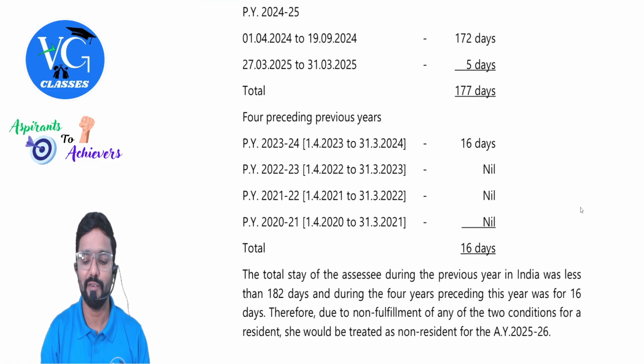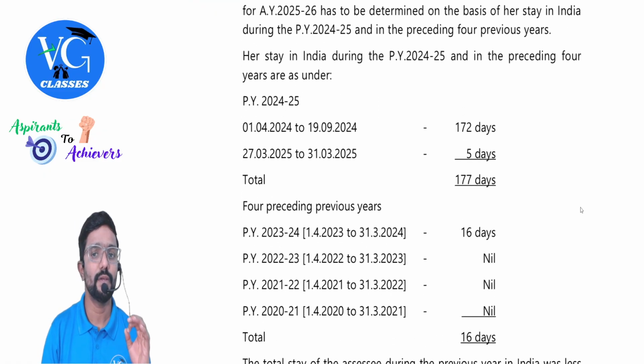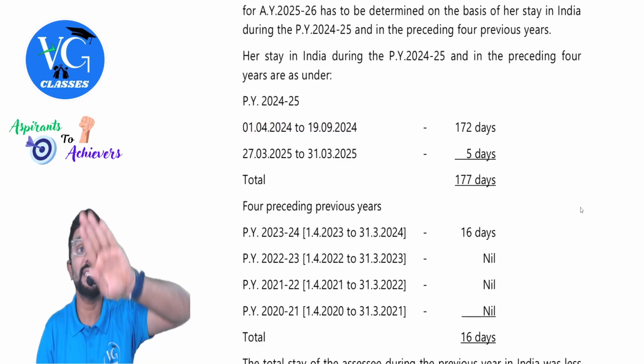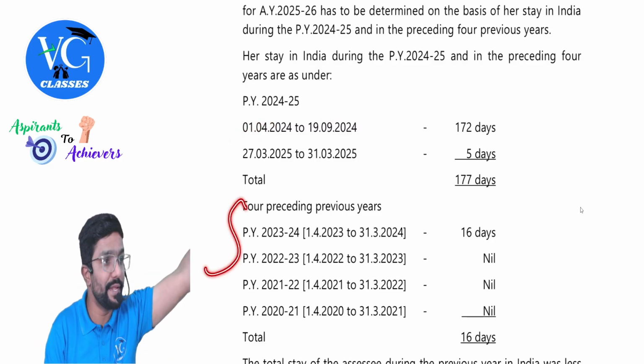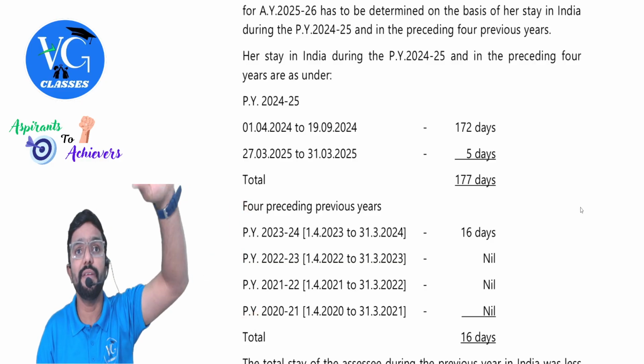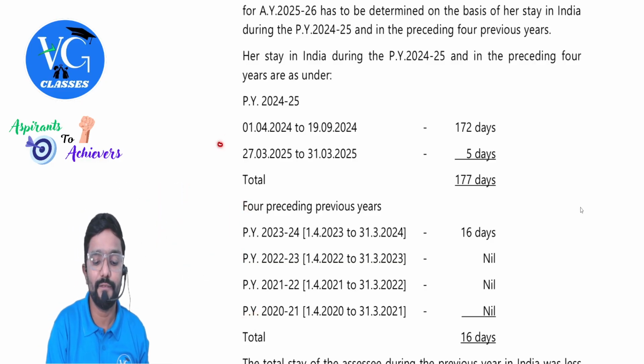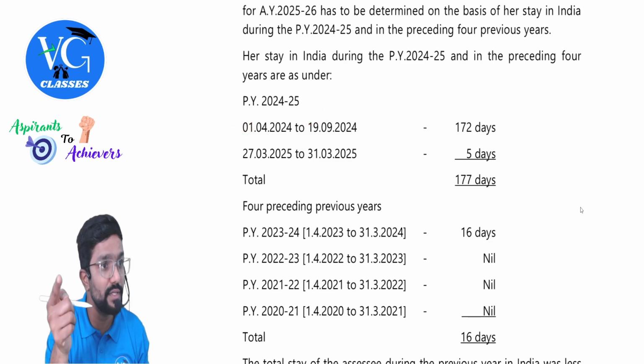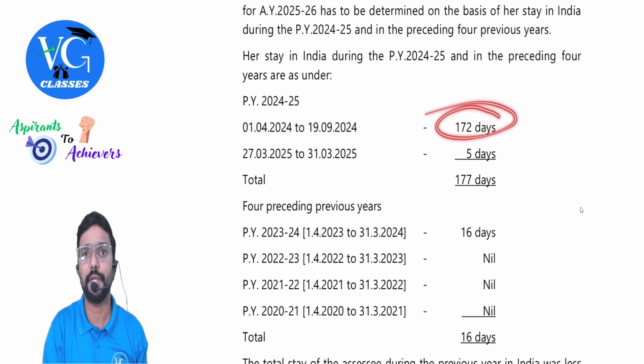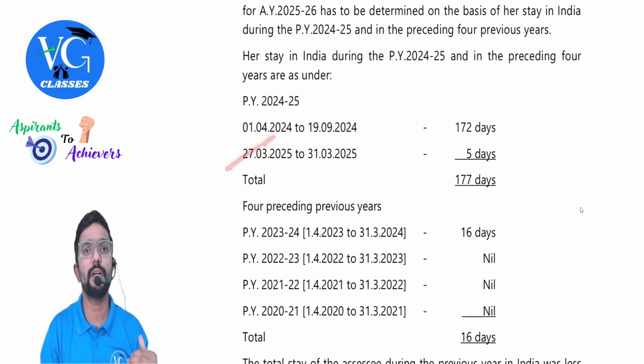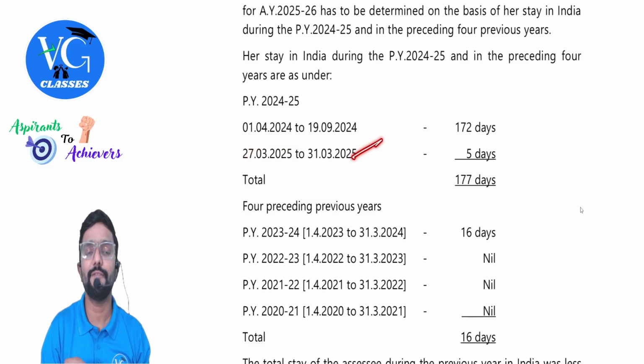In the preceding 4 years, she was there only for 16 days. So how many days was she in India during the previous year? From 1st April to 19th September. Guys, she was there in India last year also. That we will count here. Don't worry. During our previous year, how many days was she in India? From 1st April to 19th September, including both the days. It is 170 days. Plus, again she came back on 27th March till 31st March.